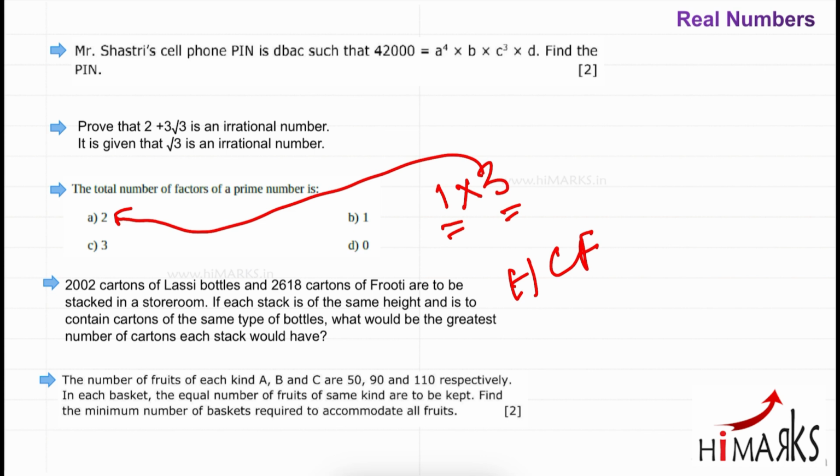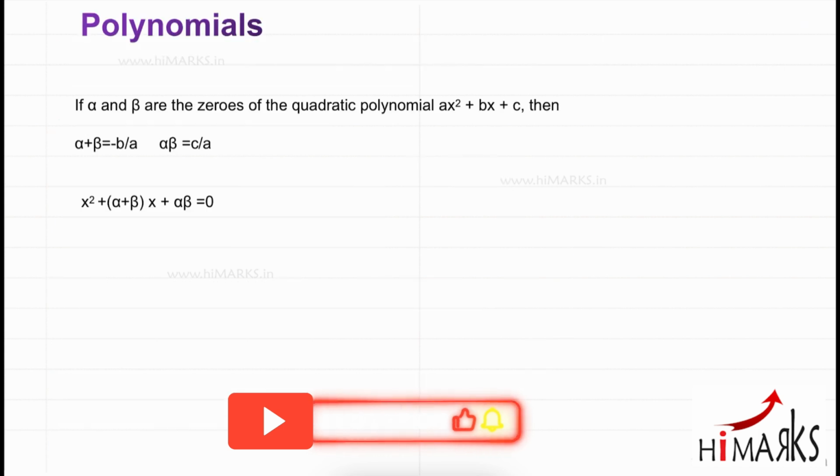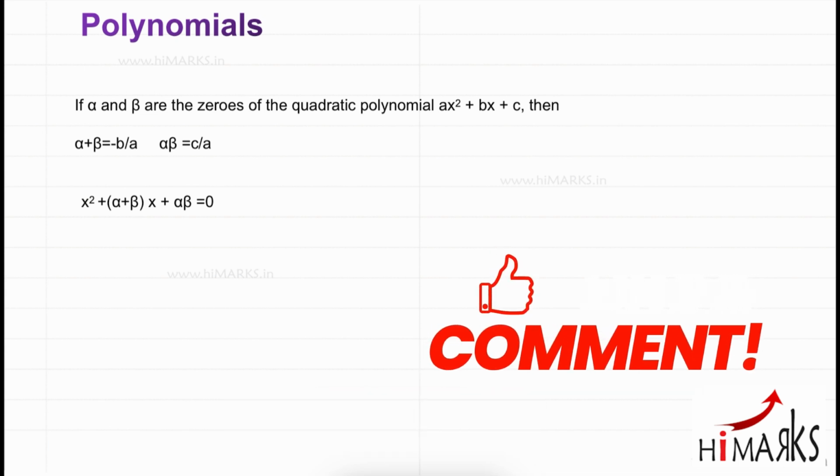Next one is 3 baskets, with 50, 90 and 120, again an equal number. We are looking for a common factor between these three numbers, so again it will be an HCF problem, for the minimum number of baskets required. That's all about this. We'll move to the polynomial chapter next.